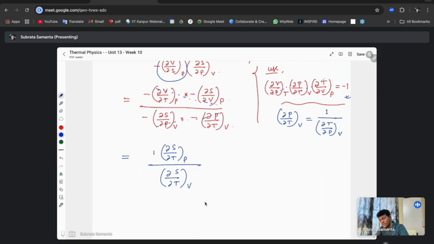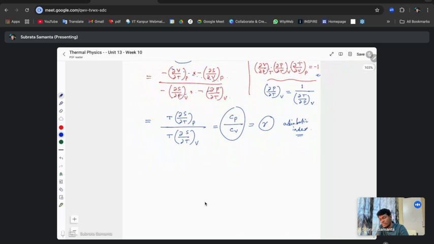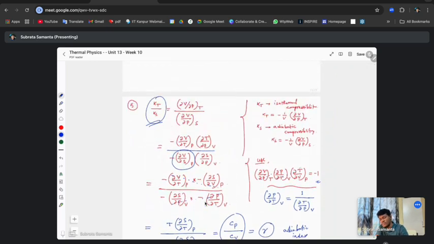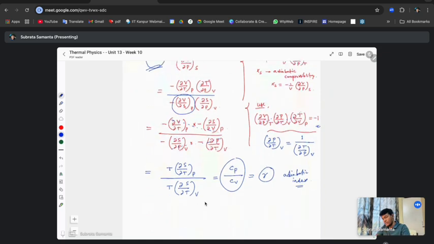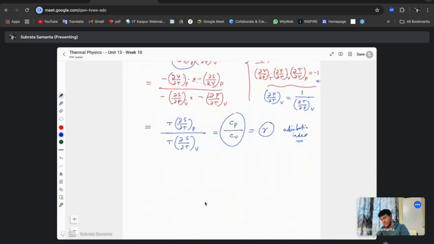So if we multiply both the numerator and denominator with T, then the numerator gives Cp and the denominator gives Cv, the specific heat at constant pressure and the specific heat at constant volume. We know that the ratio is the adiabatic index gamma, that is Cp by Cv. So now in the given problem, it's very simple: KT by KS is basically gamma. The given problem is basically adiabatic elasticity.